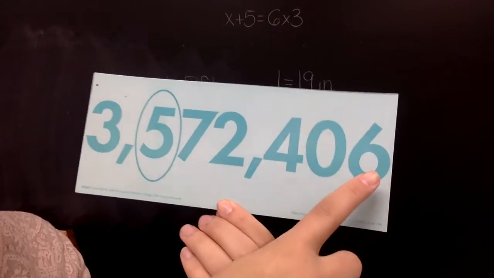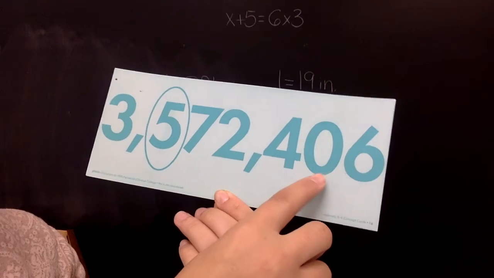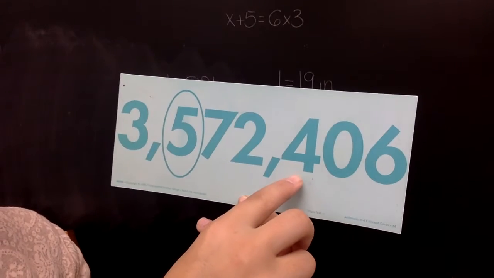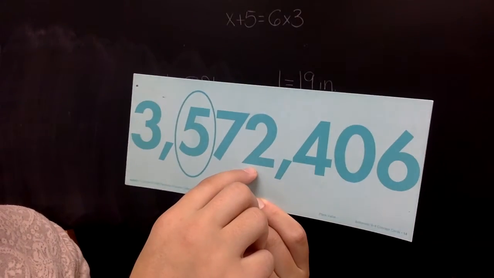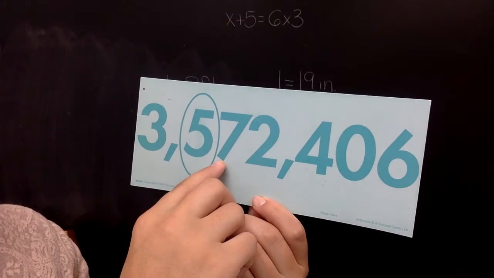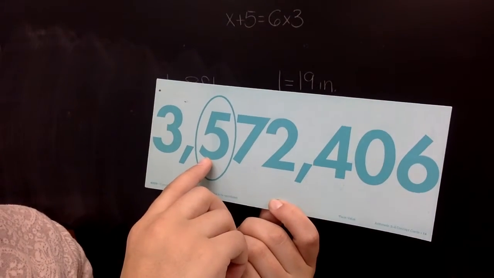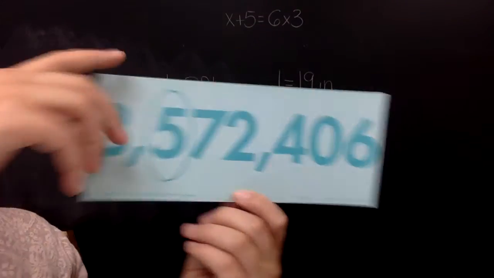And let's go over place value here. What place is this right here? Ones place, tens, 100, 1,000, 10,000, 100,000, and 1 million.